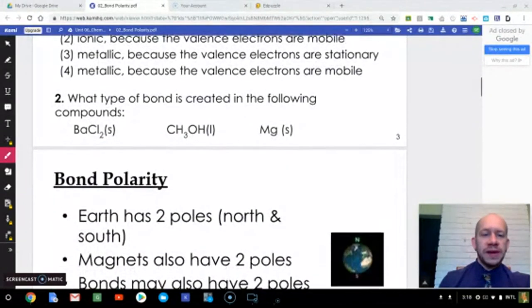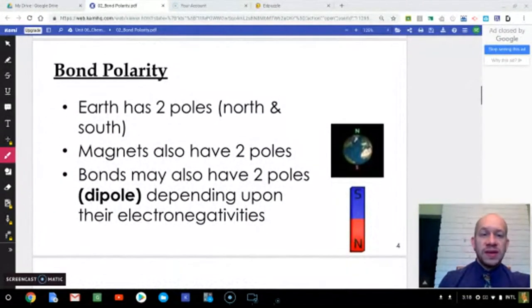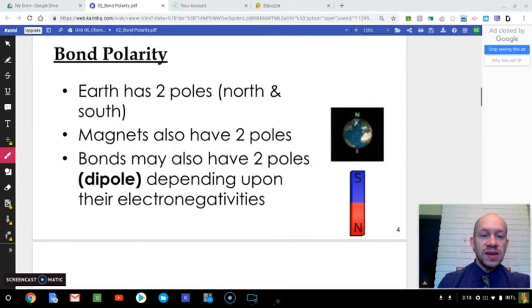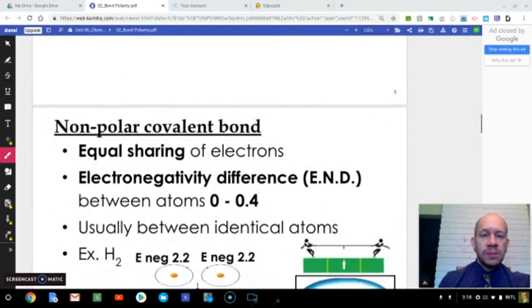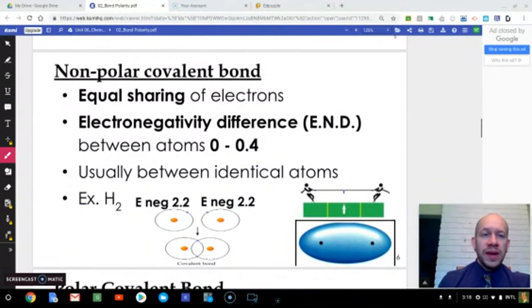So, bond polarity. Just like Earth has two poles, the north and the south, magnets also have two poles, and bonds may also have two poles, which we call a dipole, depending upon their electronegativities. The types of covalent bonds include nonpolar covalent bonds, where we have an equal sharing of electrons. Therefore, the electronegativity difference, or END, between the atoms is between 0 and 0.4.